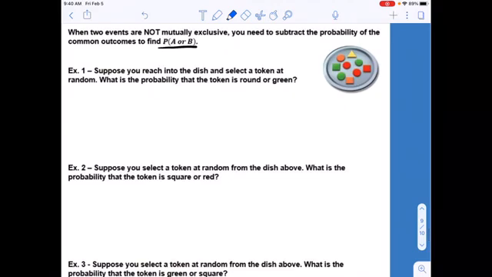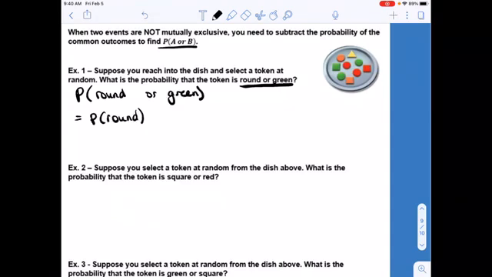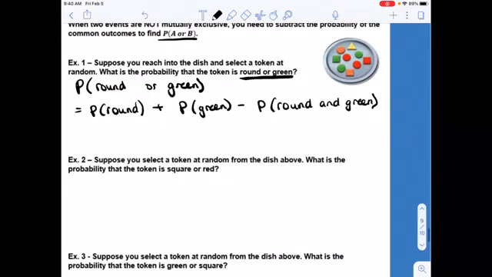So example 1, we are going to suppose you reach into the dish and select a token at random. What is the probability that the token is round or green? So we need probability of round or green. So we need probability of round plus the probability of green minus the probability of round and green, because as you'll see, sometimes round and green does happen at the same time.